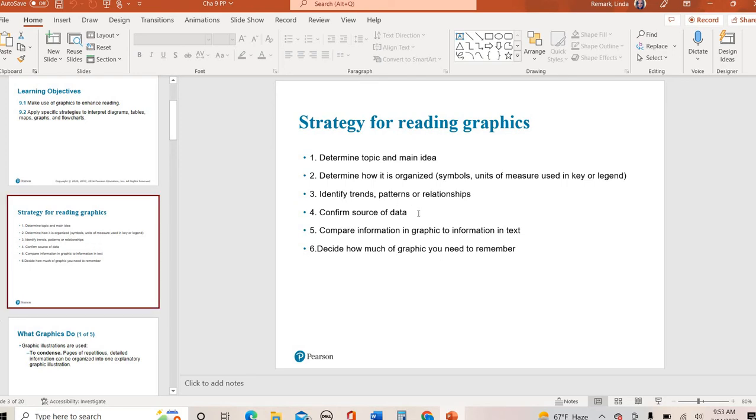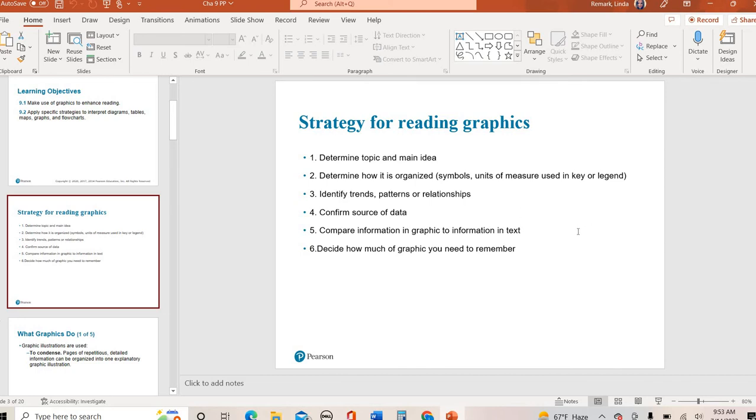You want to confirm the source of data. If it's inside a textbook, they should naturally have where they got the data from. If you're looking for it online, then you're going to try to look to see when was this data collected, who collected the data, what was the grouping of people that the data collection was based on.